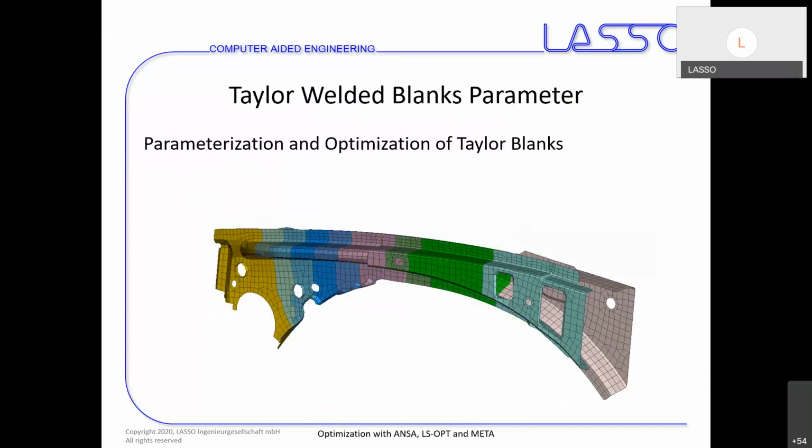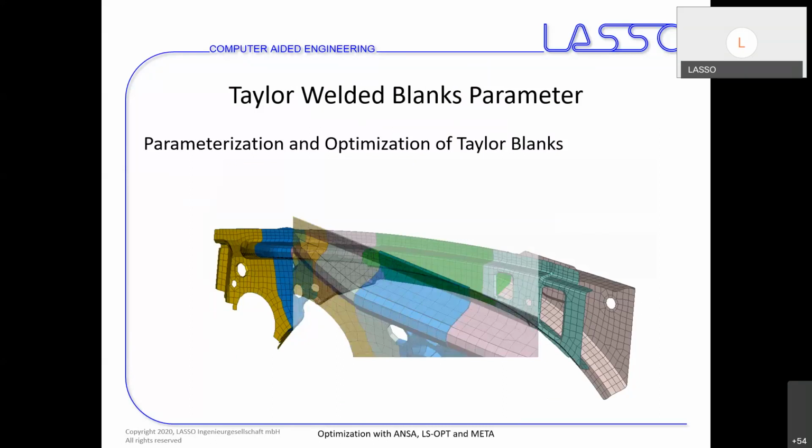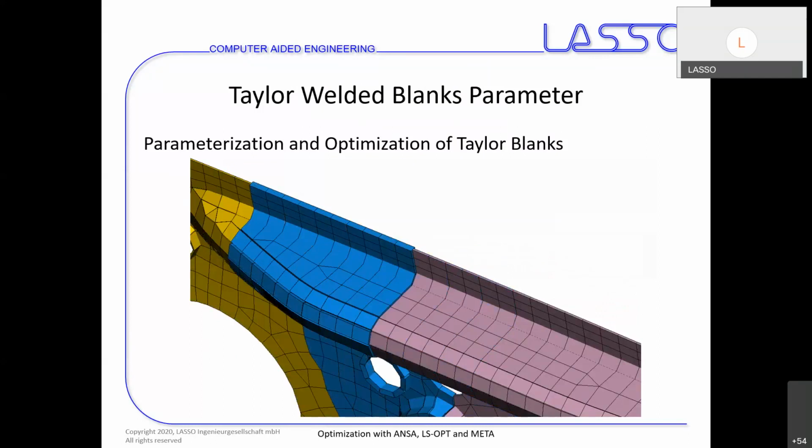Something which has nothing to do with direct morphing or box morphing is a specific parameter called tailored weld blank. It is for optimizing tailor blanks. And this is actually a way of optimizing the PID areas with different thicknesses. So we can move these PID boundaries through the model and have this as parameter for an optimization, for example.